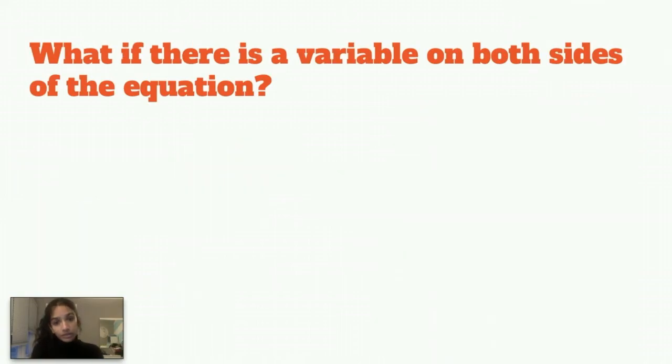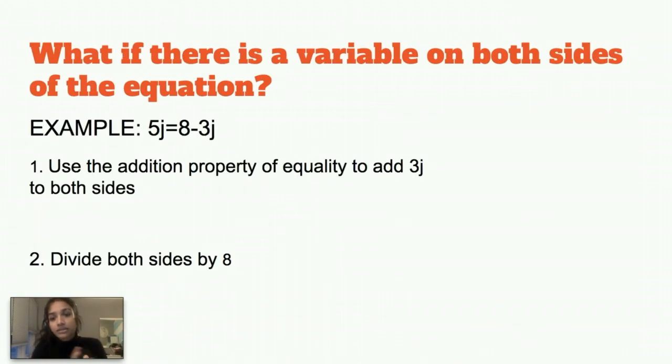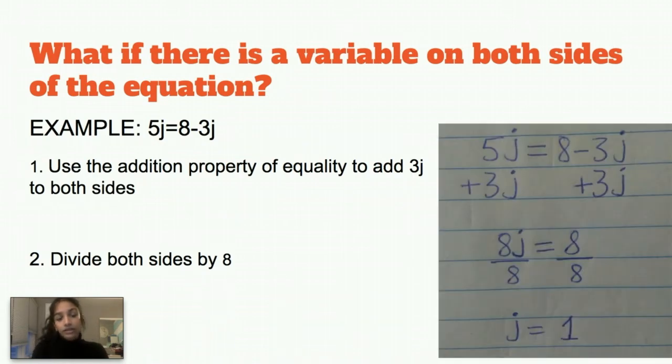What if there's a variable on both sides of the equation? So here's an example. 5j is equal to 8 minus 3j. Our first step is to use the addition property of equality. We're going to add 3j to both sides. We do that over there. And then we have 8j is equal to 8. Then we divide both sides by 8. We have 8j divided by 8 is j. And 8 divided by 8 is 1. So we have j is equal to 1.